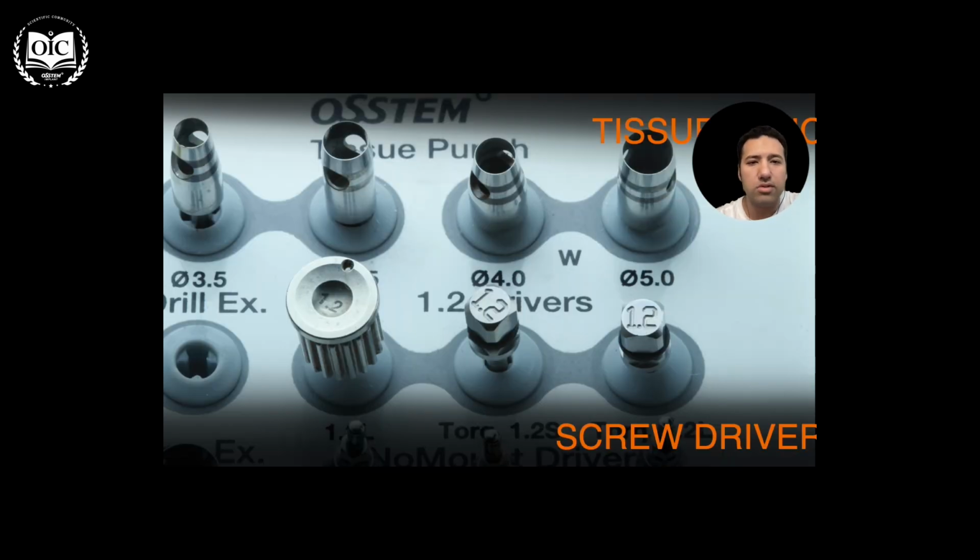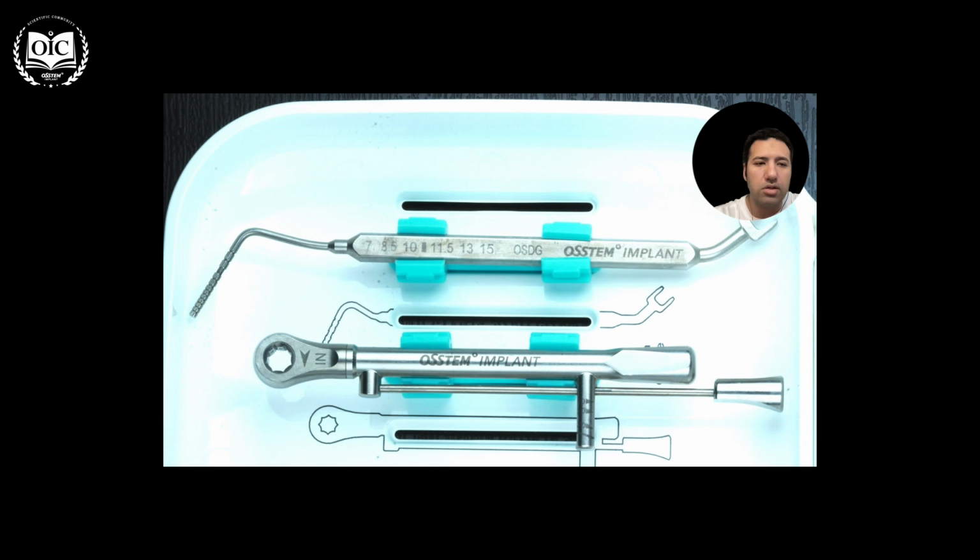The 2 items after this are the tissue punch and the screwdrivers. We have 2 1.2 millimeter torque drivers and 1 hand screwdriver and 4 tissue punches with different diameters. The condenser that I use also as a ruler, it's a ruler for measurement of the depth gauge. The black mark indicates 10 millimeter, and you have 11.5 and 13 millimeter marks after the 10.